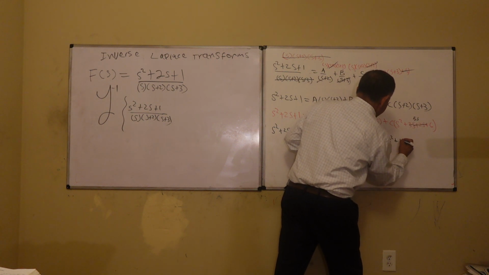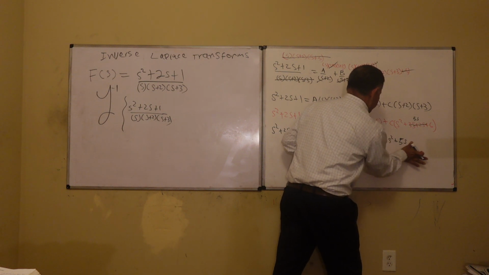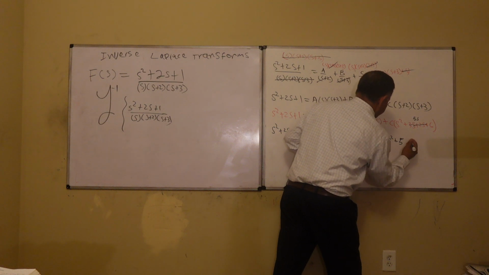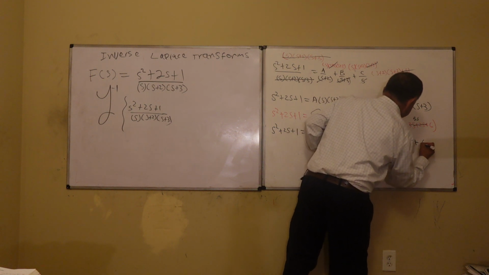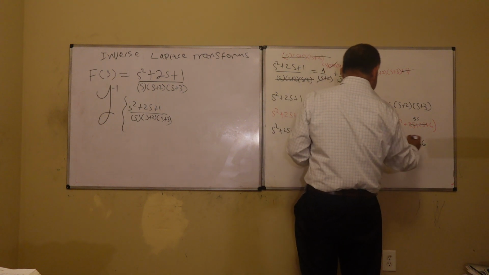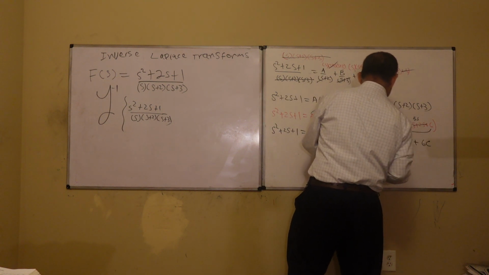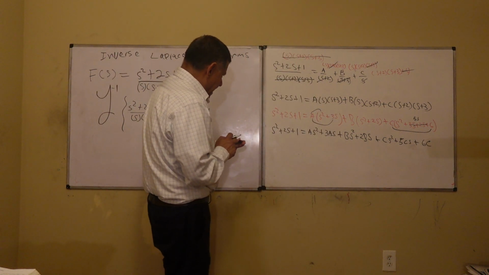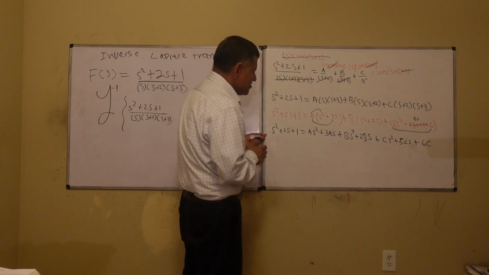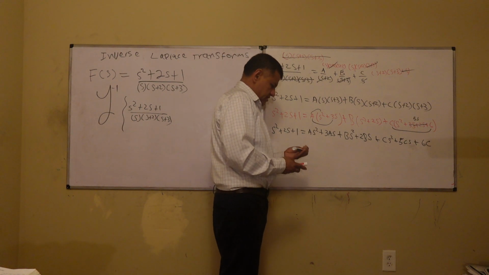right? Plus 5CS, oops, plus 5CS plus 6C, right? Multiplying that guy times that guy, right? So now I got something. So now I can actually equate this.